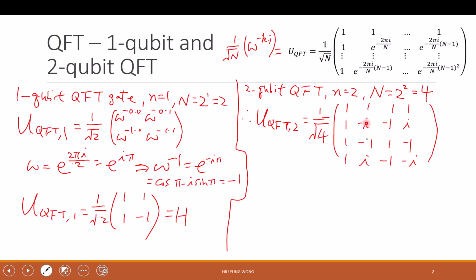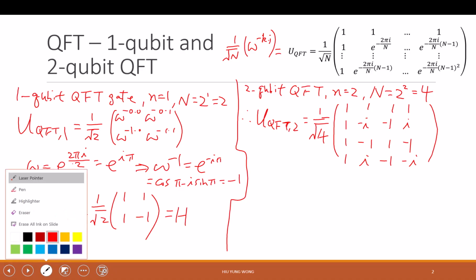This is 1 times 1. This is 2 times 1. This is 3 times 1. Do you understand what I'm talking about? This is omega to the power kj, right? This is k equal to 0, j equal to 1. And then this is k equal to 1, j equal to 1. K equal to 2, j equal to 1. K equal to 3, j equal to 1, right? So when you go down, you actually increase this by omega each time.